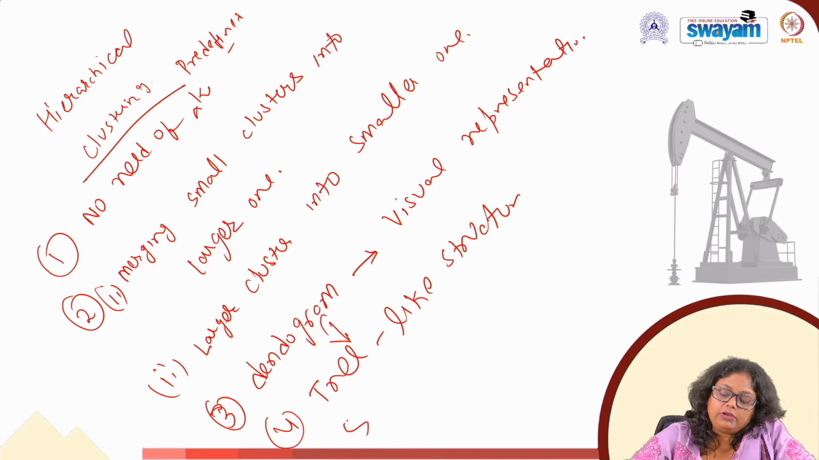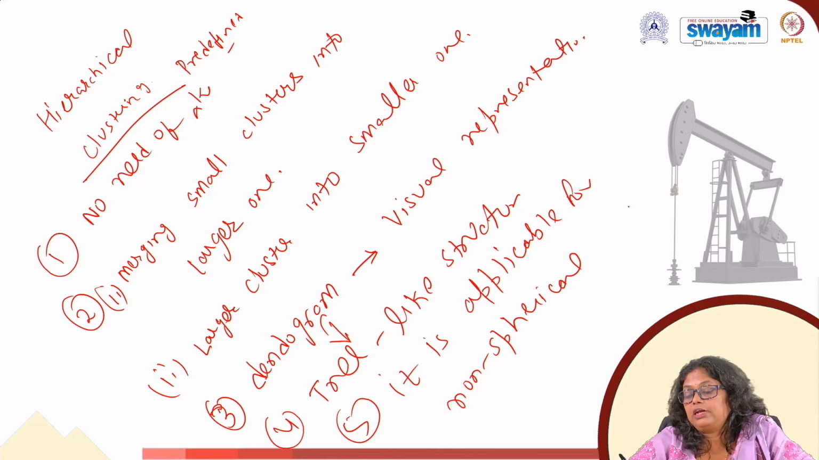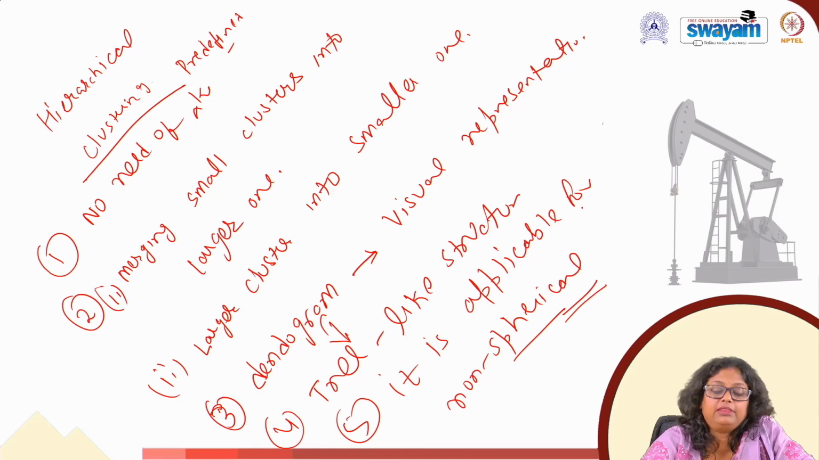And one more, it is applicable for non-spherical data. When you distribute the data and find it is not spherical, and you cannot easily make the clustering, we call that non-spherical, and then hierarchical clustering is going to help you out. So these are a couple of the things.